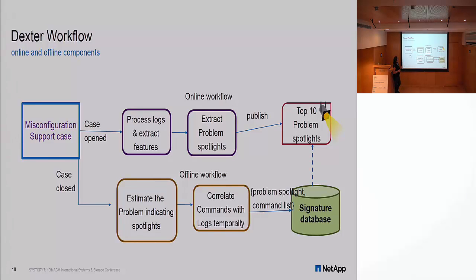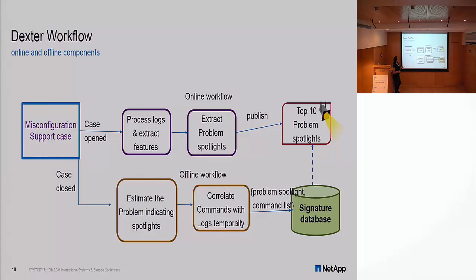The offline mode is when a case is closed. Dexter also polls for cases which have been closed on a day-to-day basis. As soon as the case is closed, it pulls out its published spotlights, and then it pulls out the new logs which are generated by the system and sees whether any of these top 10 are missing here. And then it says maybe they have disappeared. So maybe that was causing the problem, and it now pulls out the commands which were executed on that system for the period from when the case opened till it closed.